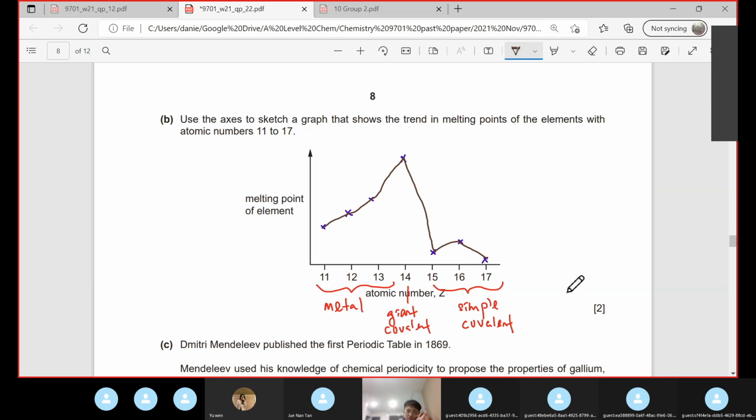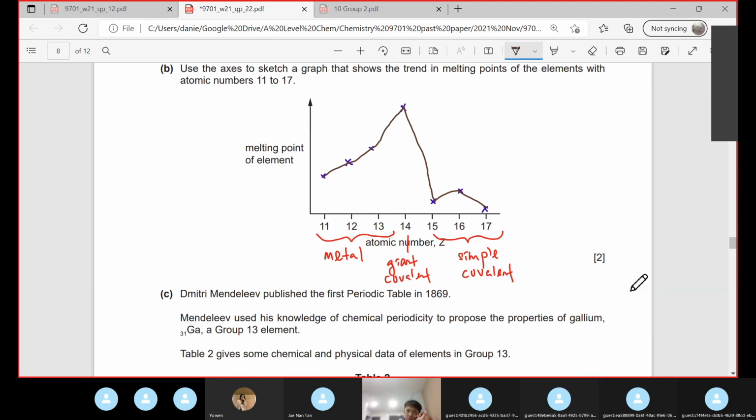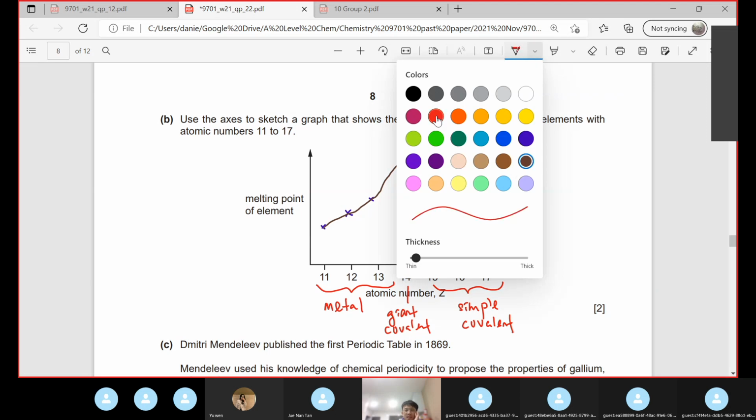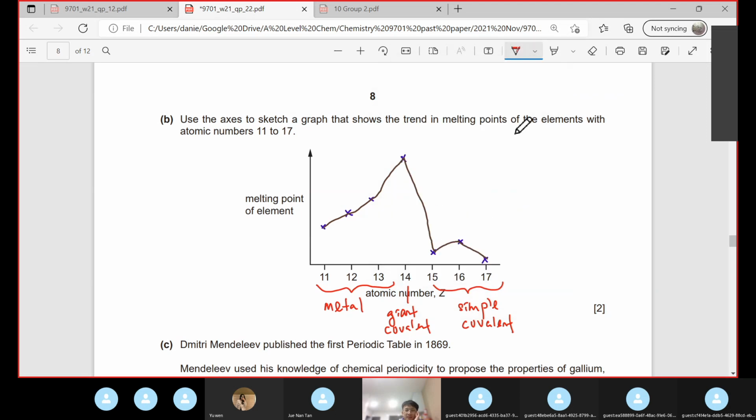Then 2 marks. For this part, I forgot how the marks are given. If I'm not mistaken, for the front part, as long as you show an increasing trend, 1 mark. Another mark should be given for the covalent part.